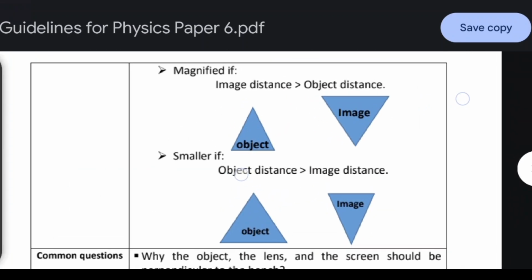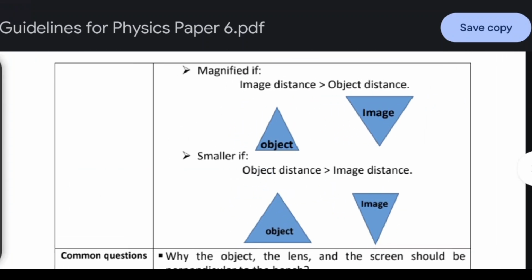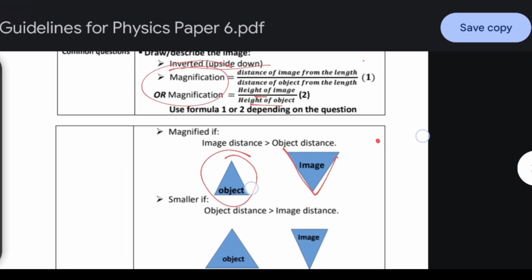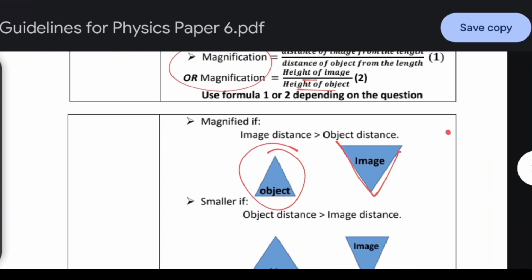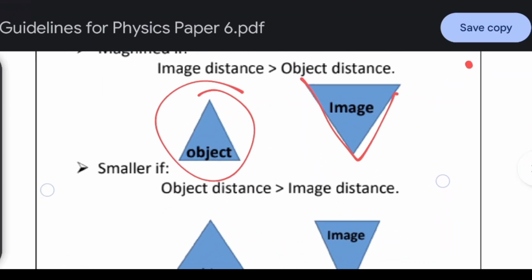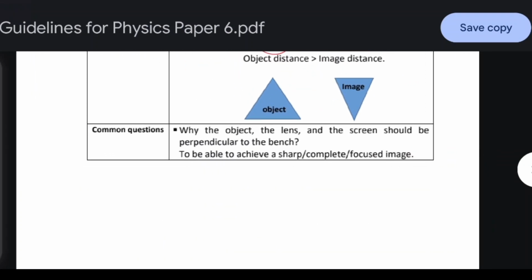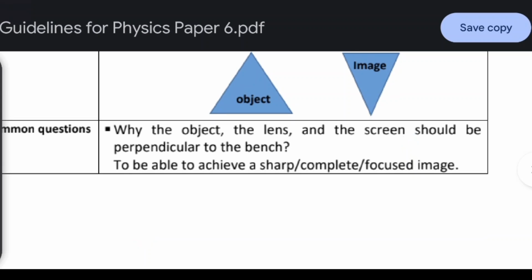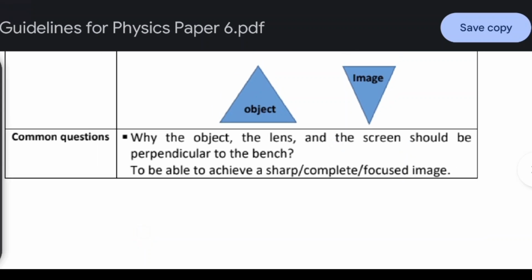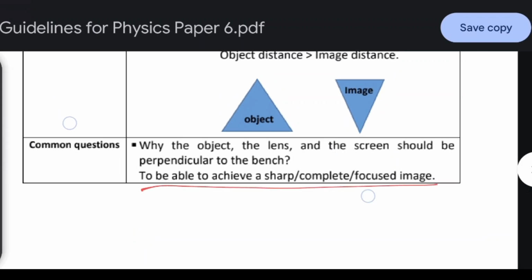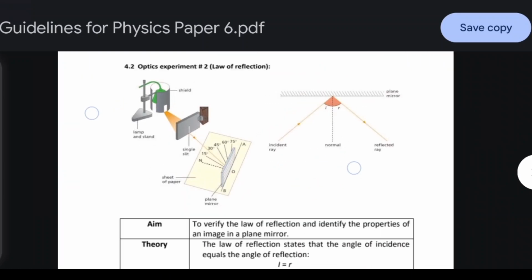All right. So here, it is magnified if image distance is greater than object distance, the distance to the center of the lens, and if object distance is greater, then it's diminished. Why should the object, the lens and the screen be perpendicular to the bench? To give a sharp focused image. I hope you all got this.